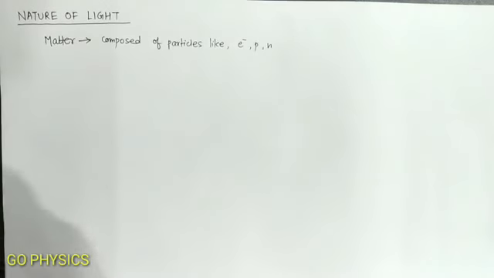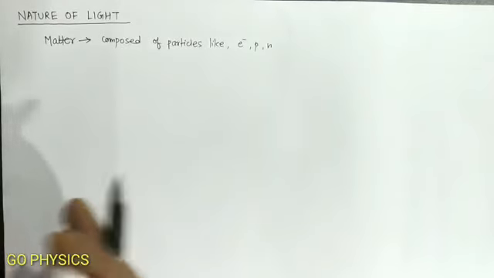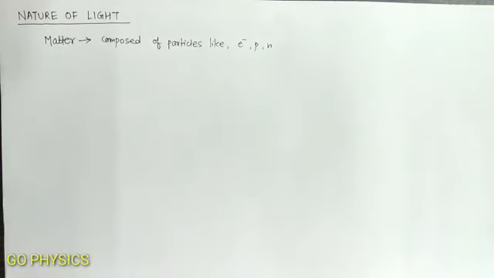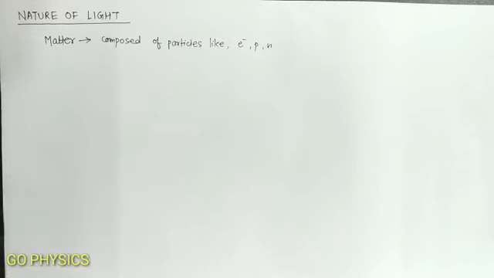Now we are going to see what the nature of light is. Matter is composed of particles like electron, proton and neutron, we all know. So does light also consist of particles like electron, proton and neutron? Newton, a scientist, in one of his books called Newton's Optics, described light as a stream of invisible particles.